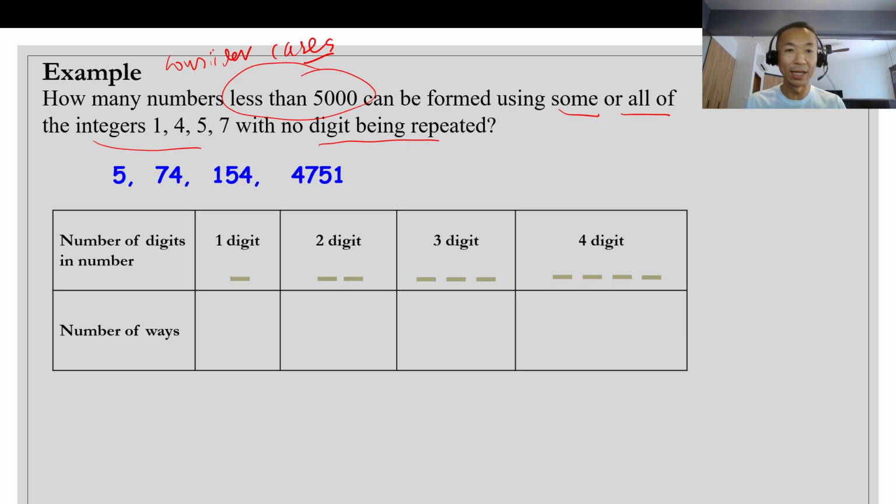So what if it's a 1 digit? No problem. 1, 4, 5, 7. You can either have number 1, number 4, number 5, or number 7. So easy. 4 cases done. Number of ways: 4.